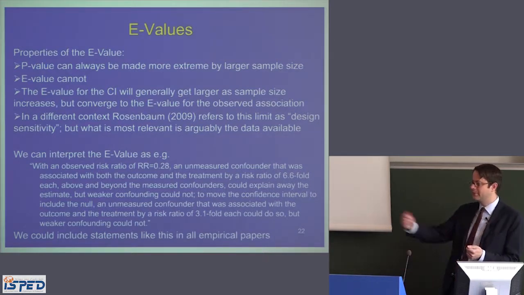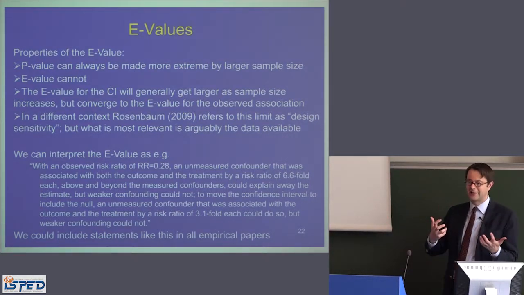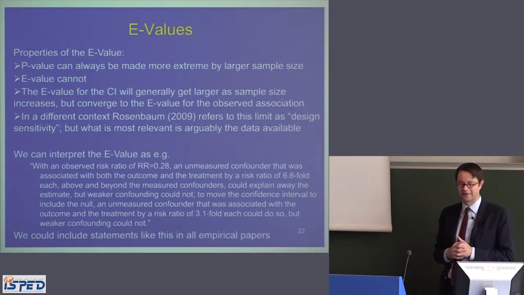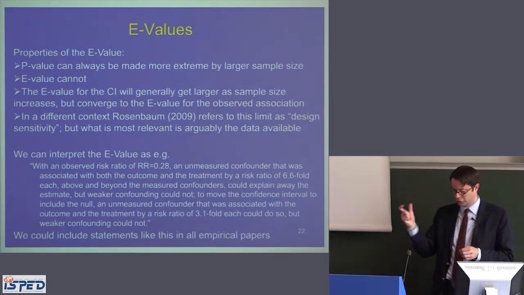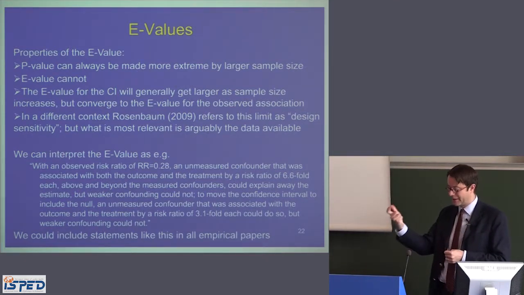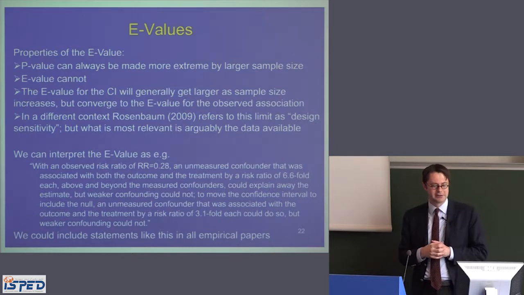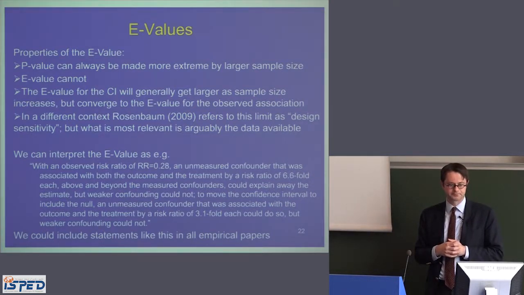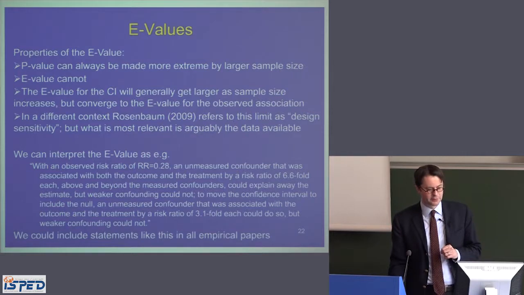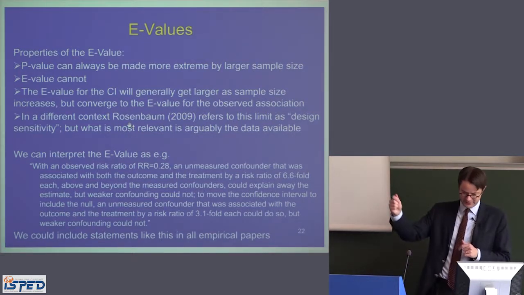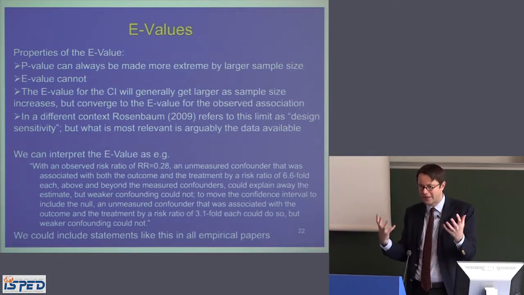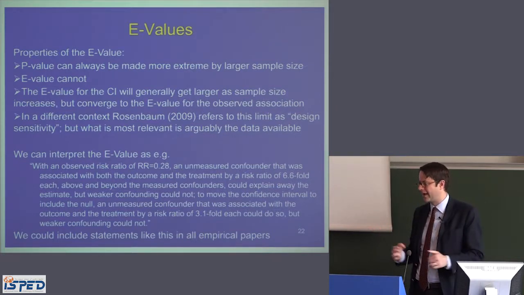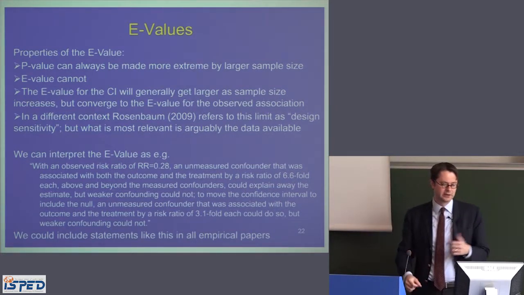So the p-value can always be made smaller and smaller for any non-null association by just increasing the sample size. But the e-value cannot. The e-value will eventually converge to the value corresponding to the true observed but confounded association between the exposure and the outcome. In a different context, Rosenbaum calls this the design sensitivity, that limit. But arguably, what's most relevant is not what happens when the sample size goes to infinity, but how much evidence do we have with the data that we are actually using. And that's what the e-value provides.